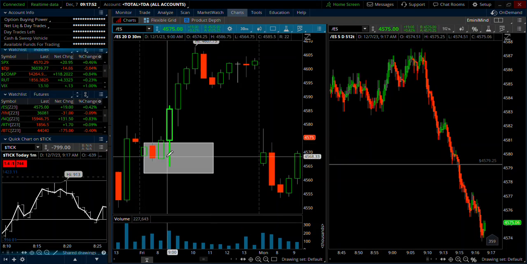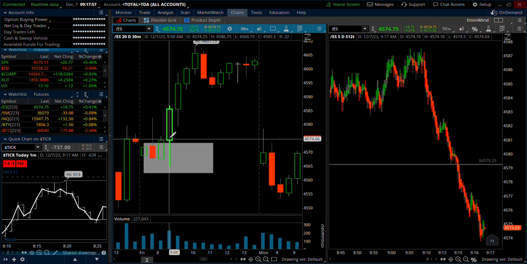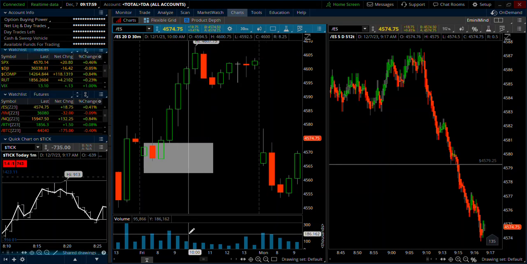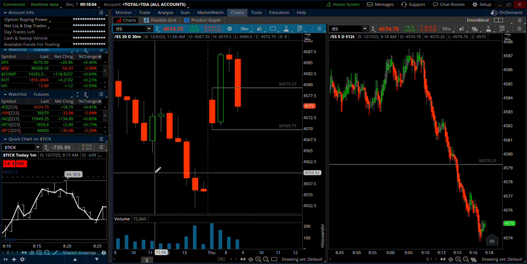So on this day, we broke out initially, kind of fell back into it, and then on the second push, stayed out of the 30-minute range and then trended for the rest of the day. So the 30-minute range is super helpful.